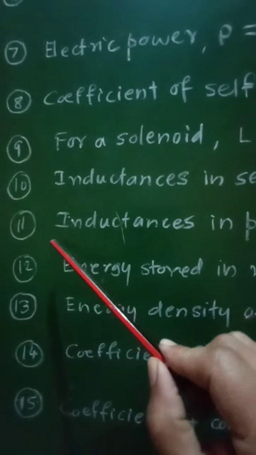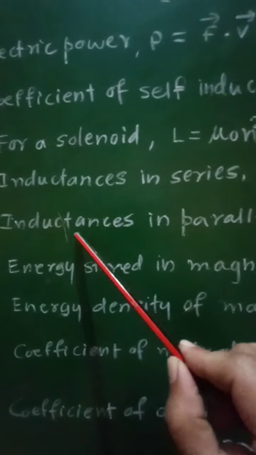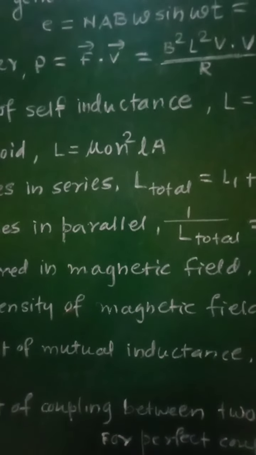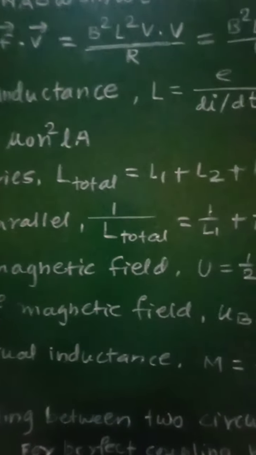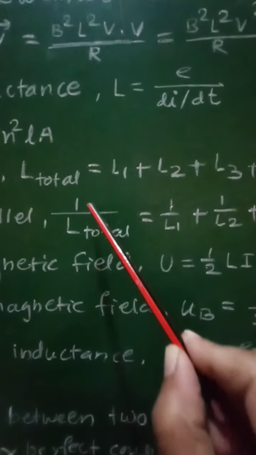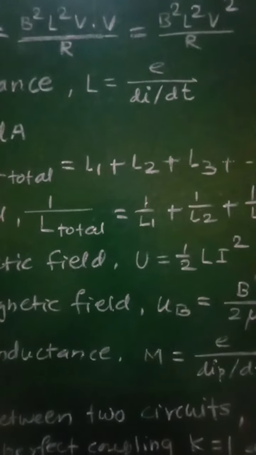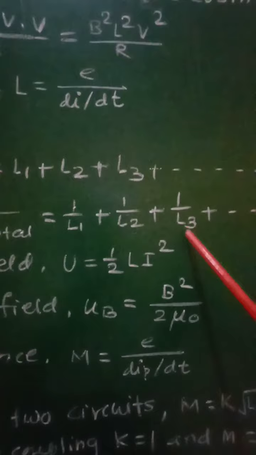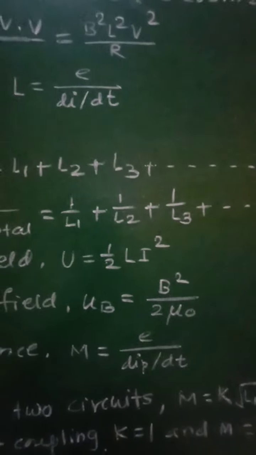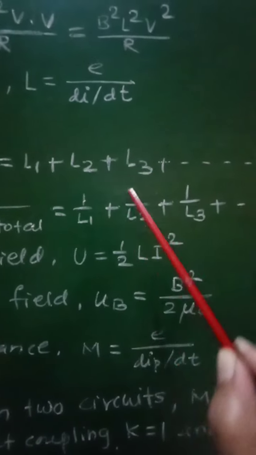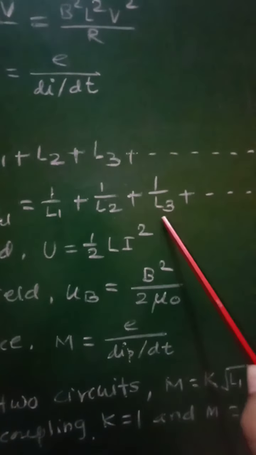Then 11th formula gives the inductances in parallel. If the inductances are connected in parallel, then their effective inductance will be given as 1 upon L total equal to 1 upon L1 plus 1 upon L2 plus 1 upon L3 and so on.